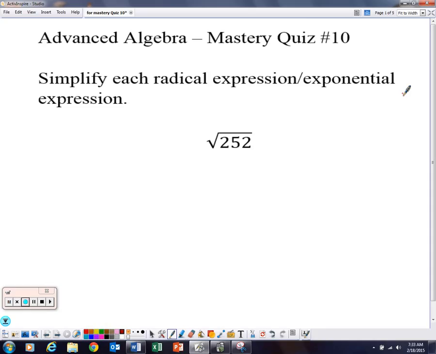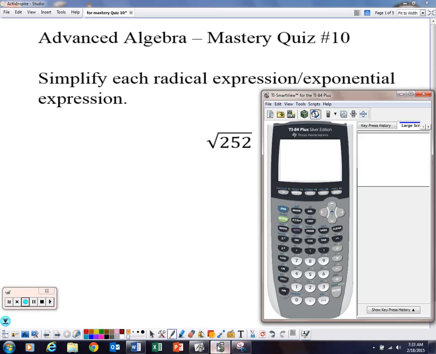Okay, the square root of 252. We want to simplify that. So the first thing I'm going to do is check, is it already a perfect square? I'm going to go ahead and take the square root of 252. And no, it is not a perfect square. So we have to figure out what perfect square will go into 252.